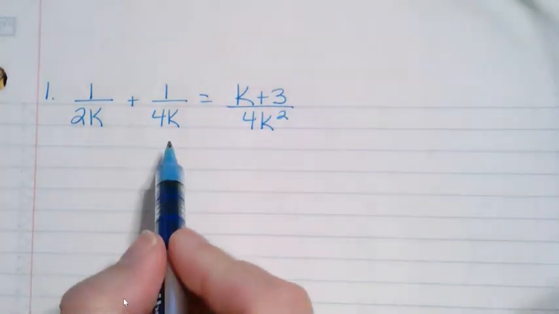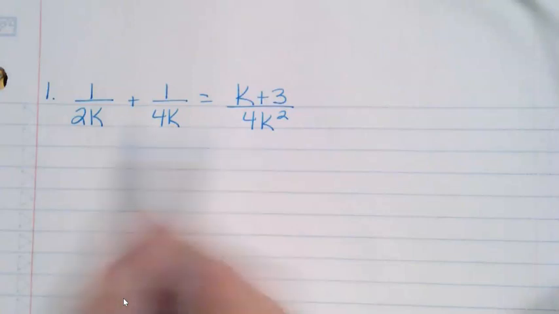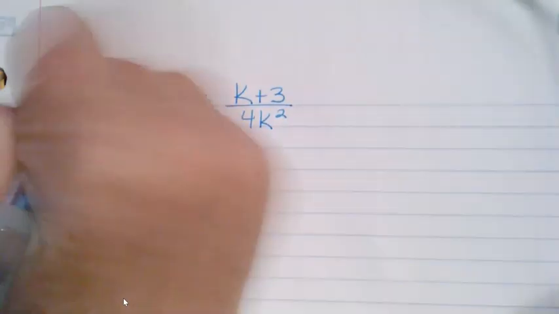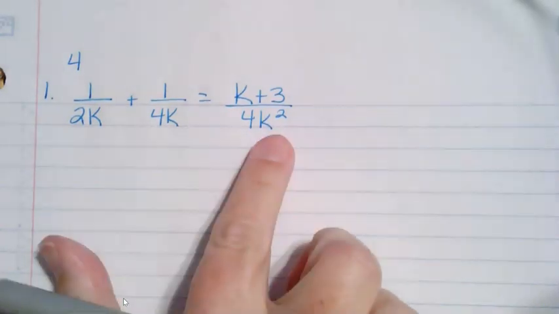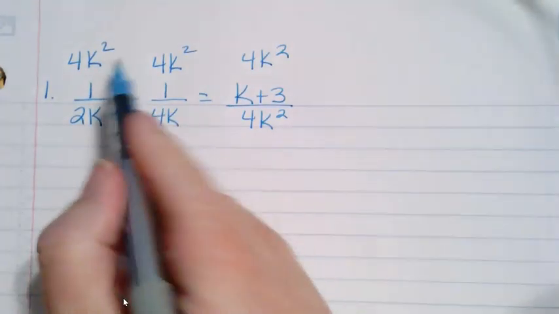This is where we're going to multiply by the biggest number, which is 4, and the biggest unknown. We also know the biggest one is k squared, so 4k squared. Okay, so here we are.